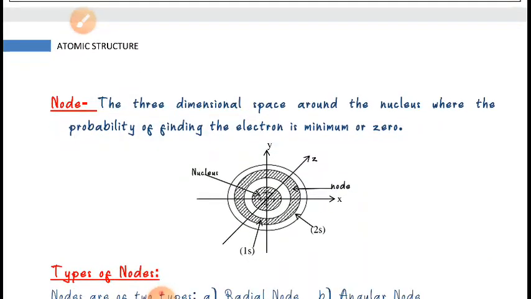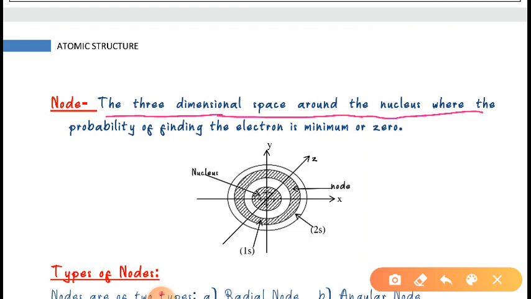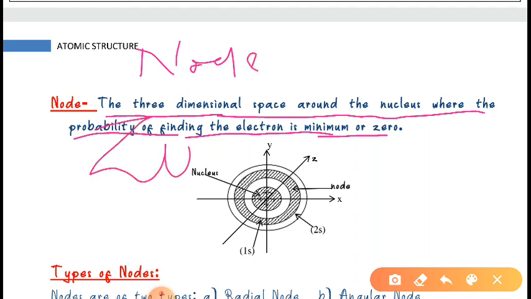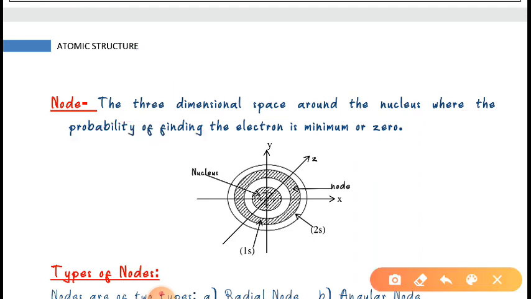So, when we talk about the node, what is a node? A node is a three-dimensional space around the nucleus where the probability of finding an electron is minimum or zero. You can say that a node is that plane where the probability of finding an electron is almost zero.